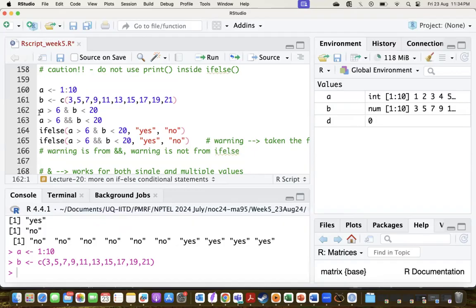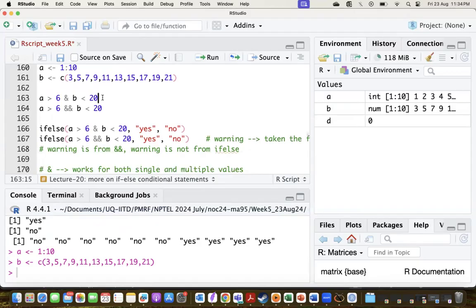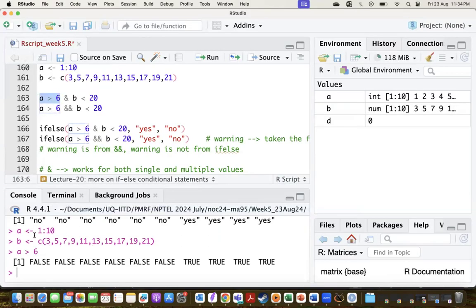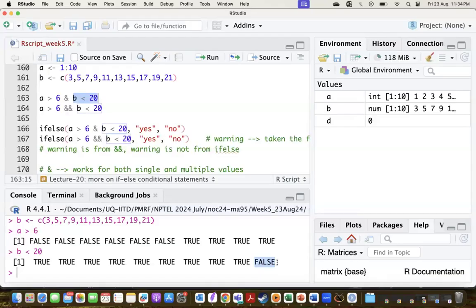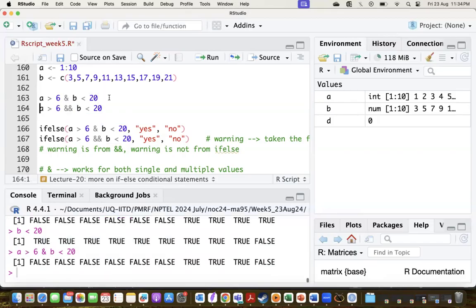So now let's see what we get here. A greater than 6, we know what the simple output is going to be, right? The later half of the numbers give us true. And if I say B is less than 20, then everything except the last number, which is 21, gives us true. Now if I write the basic and, I'm going to get as many trues and falses, right? So false and true, this is also false and true, and so on. Then this becomes true, true, true, true, and this is also true, true. Fine. So this is understandable.